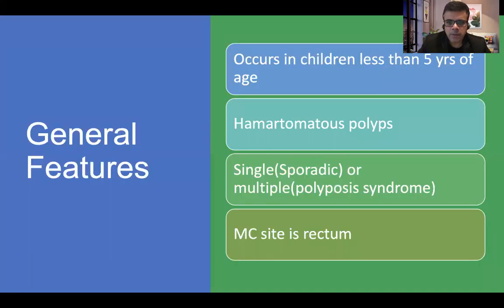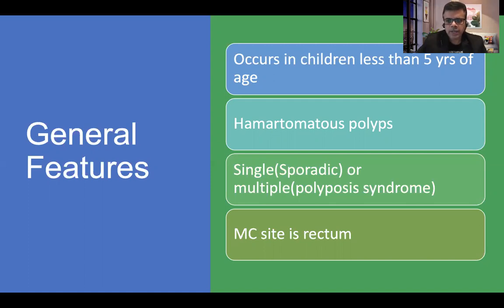So juvenile polyp occurs in children less than 5 years of age. It's a kind of hamartomatous polyp, that is, a polyp composed of abnormal development of the indigenous components. So there is a disproportionate arrangement and disproportionate proportion of the indigenous elements of that particular site, that is called a hamartomatous polyp. It could present in a single form, that is sporadic juvenile polyp, or there could be multiple, which is the presenting form known as juvenile polyposis syndrome.